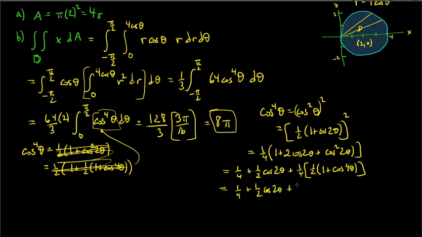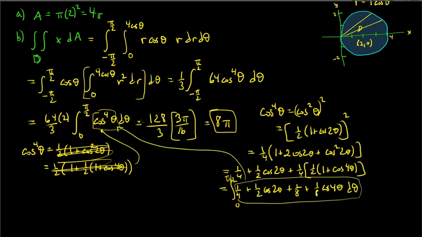And again, I would encourage you to work this out step by step. It's 1 over 8 plus 1 over 8 cosine 4 theta. So that's the thing you're integrating from 0 to pi over 2. So that's the cosine to the fourth. All right, but yeah, so if you do that, that's where you get the 8 pi from.